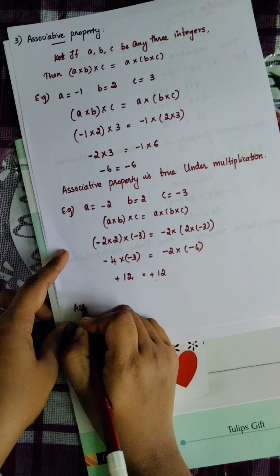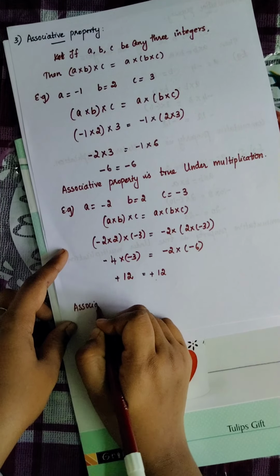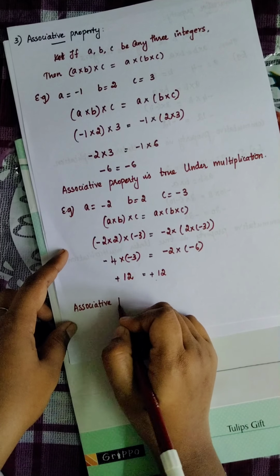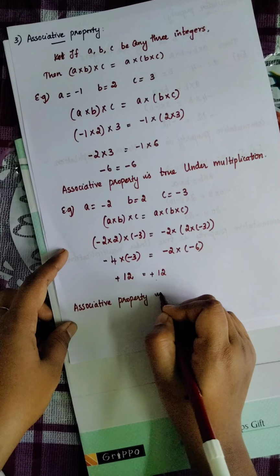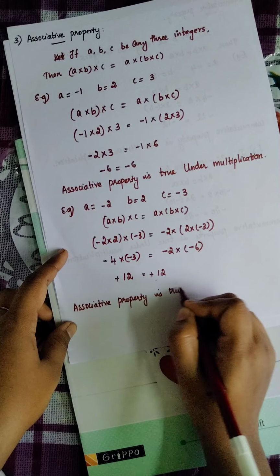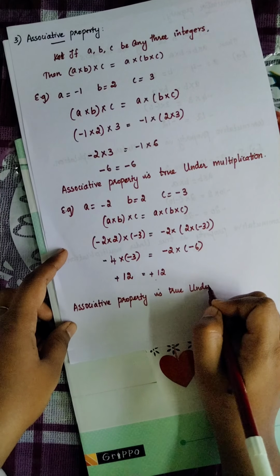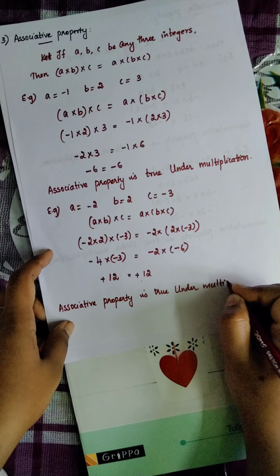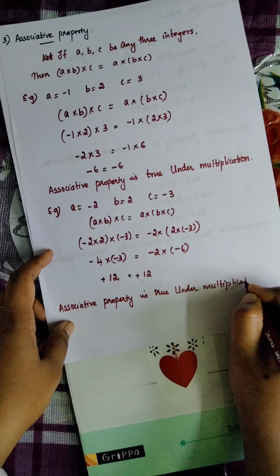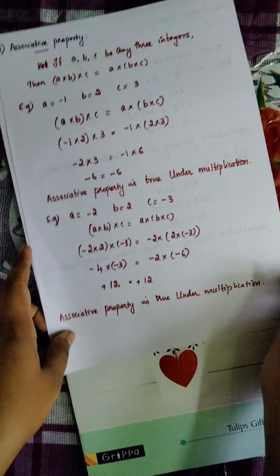So associative property is true under multiplication. Do you all understand?